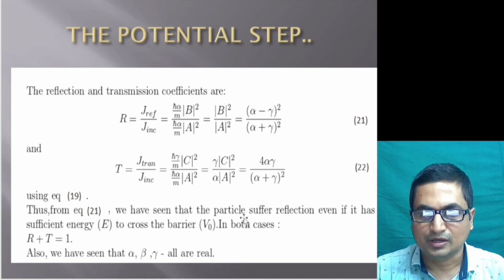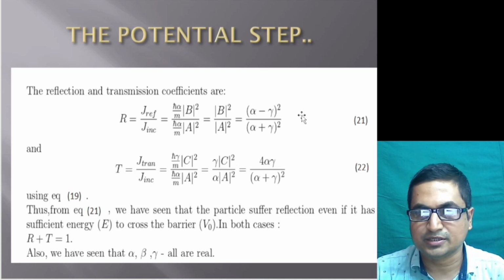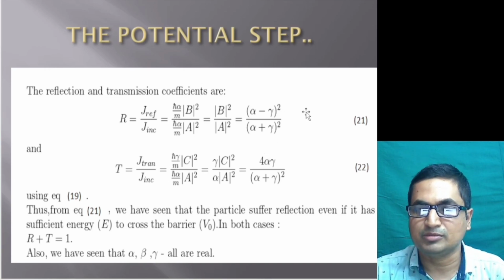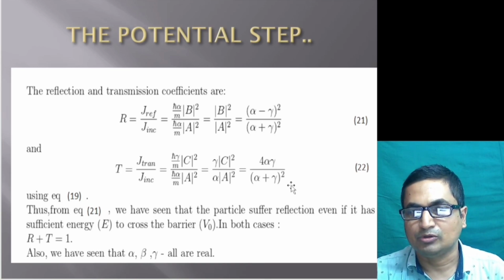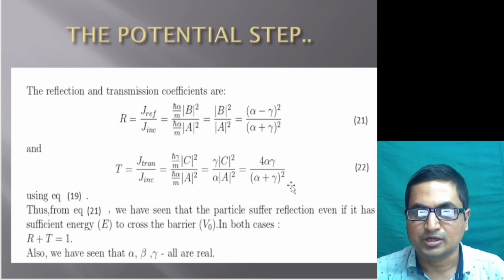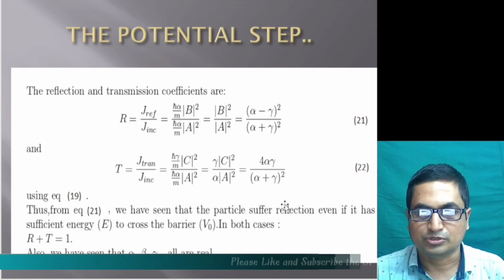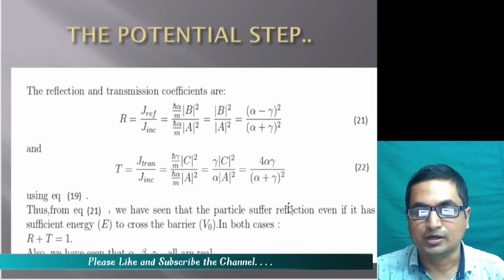So since, as I stated, from equation 21 it is clear that R is not equal to 0, that means there is a chance of reflection, or we can say that there is a reflection even if the particle has more energy than the potential step. So for the second case, E greater than V naught, although the particle has more energy than the barrier, it can be reflected back into the original region, which is not classically possible or classically thinkable.